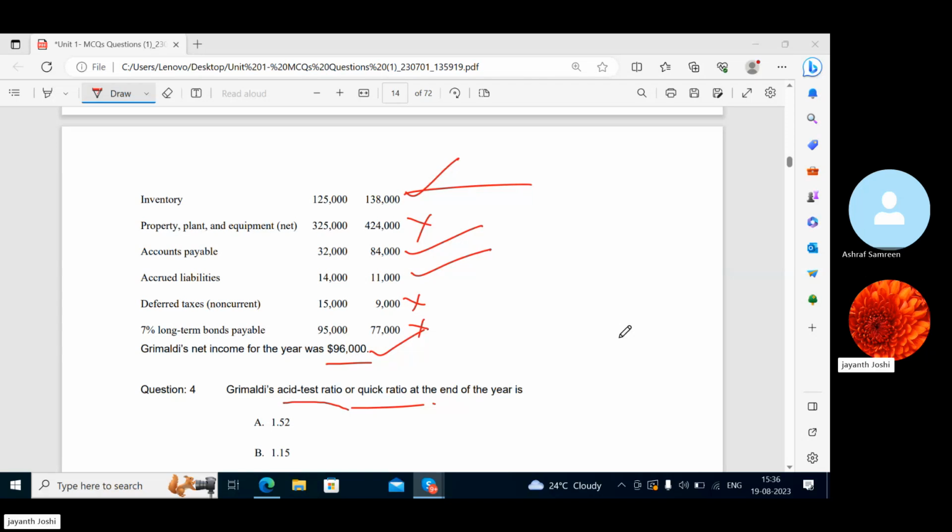Got the answer. You need to increase the speed. 1.51. So 1.52 almost, right? Yes. Okay.